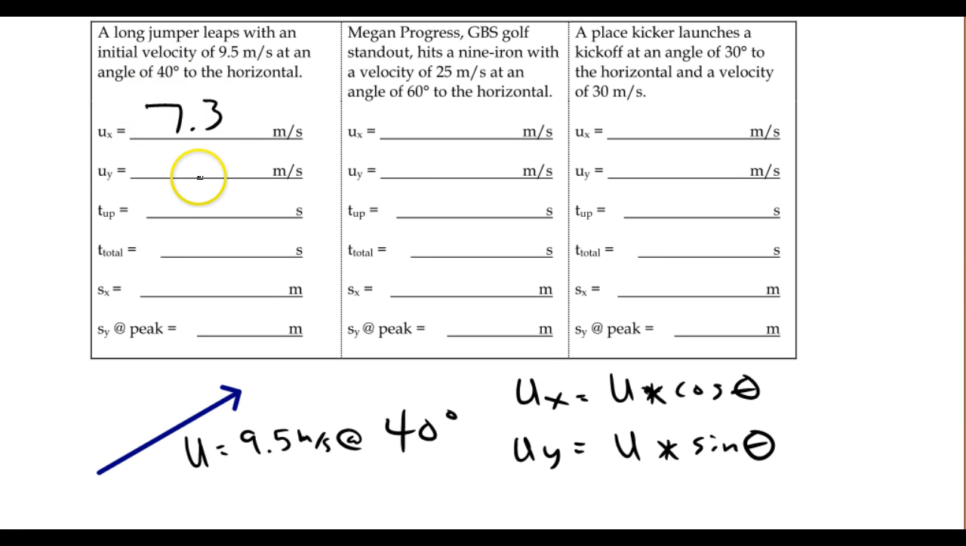For the uy, I'm going to multiply the u, the initial velocity of 9.5, times the sine of 40 degrees. Now, 40 degrees is less than 45, so in this case, the vertical velocity is less than the horizontal velocity. At 45 degrees, both those velocities would be exactly the same, and at angles above 45 degrees, the vertical velocity would be larger than the horizontal velocity.